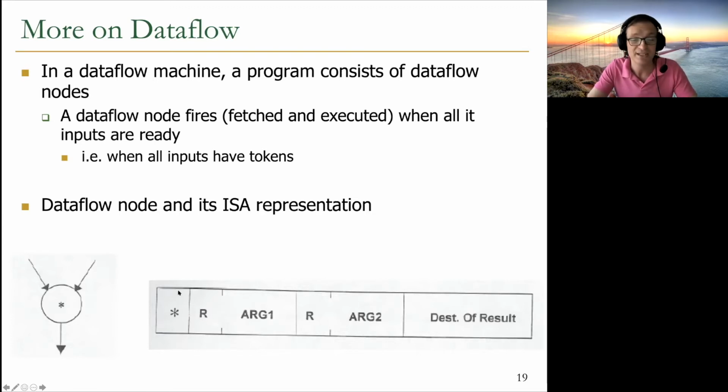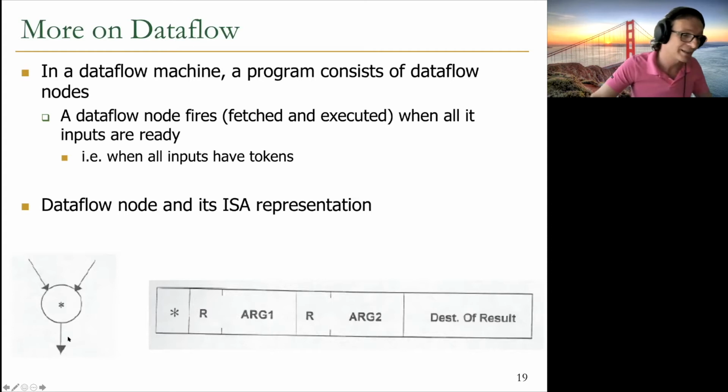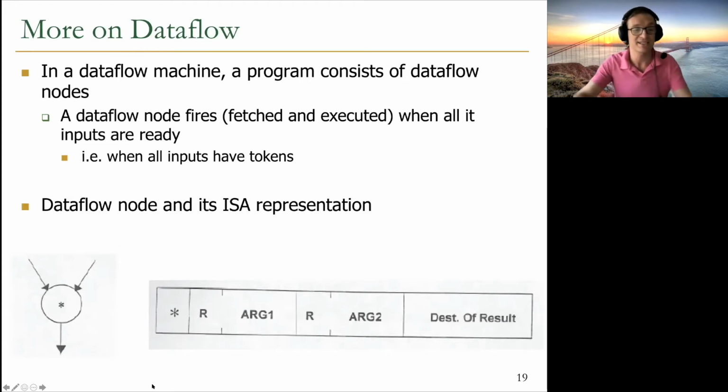So you can see that this is the encoding. It's a multiplication, and it has a left argument, and a ready bit for the left argument. Is it ready? It has a right argument, and a ready bit for the right argument, and it has a destination of result, meaning this is the address of the instruction that it's going to send a token to. You could also have a port for that as well, but I'm not going to go into that right now. Basically, this is one possible encoding. Essentially, instead of having registers, you basically have tokens. What is the result over here? Is it ready? What is the result over here? Is it ready? And which other instruction am I going to send a token to? So you're going to connect these things together.